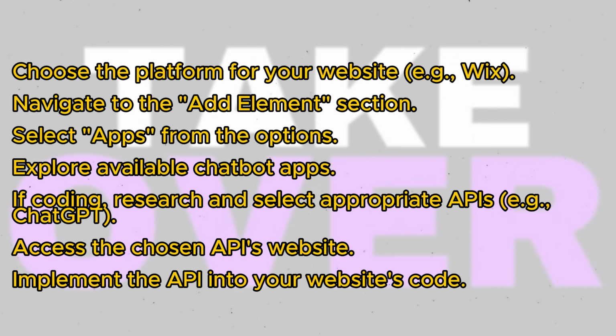Let's take ChatGPT as an example. You'll need to access its API, which you can find on their website. While some APIs may require payment, others are free to use. If you're comfortable with coding, you can implement these APIs into your website to enable the chatbot feature.